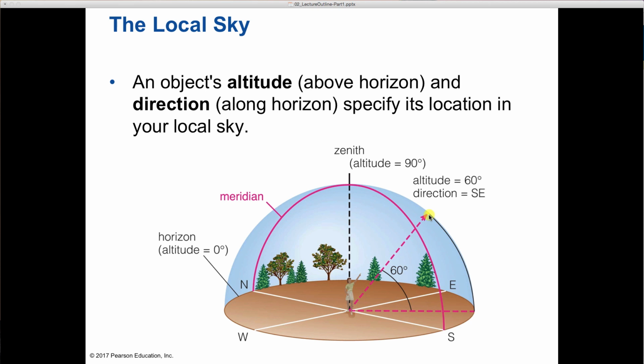We'll talk a little bit more about those angles later. But this other direction, coming up from the horizon to where the star is located, we can measure as an angle as well. In this case, it's 60 degrees. That's called the altitude of the star. The zenith is the point directly overhead. This meridian is an imaginary line that goes from south to the zenith to north. And then we can measure the location of a star or a planet or anything on the sky using a direction, east, south, west or north, as well as an altitude, an angle above the horizon. And of course, that does change if the star is rising and setting.